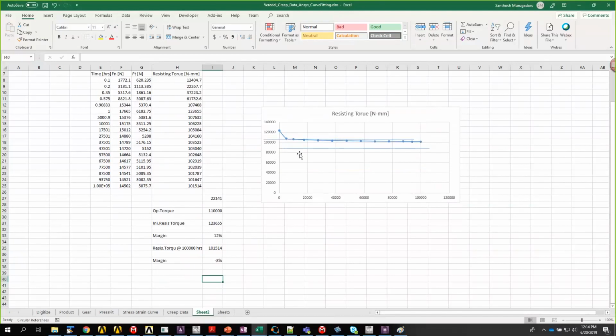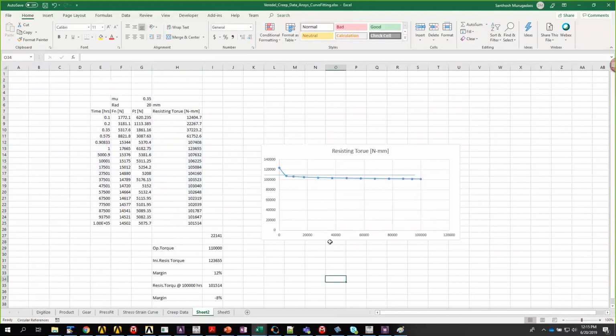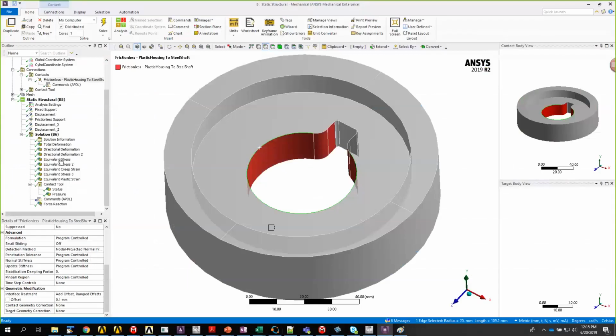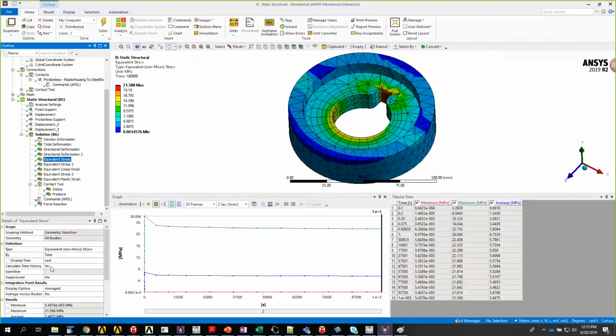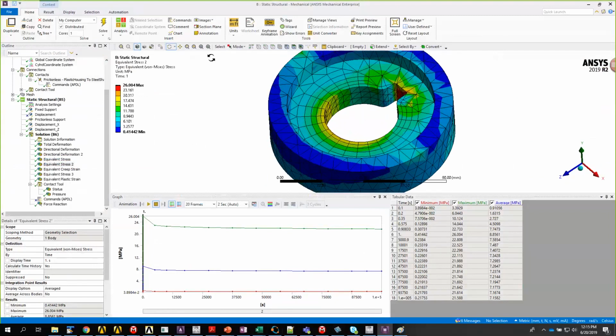So if you want to design this for that, either we have to increase the initial interference such that this point goes up initially, so that even after 10,000 hours it's not going to drop down, or we could reduce the stress levels. Say, let's look at this model. Let's look at the equivalent stress at the initial time.